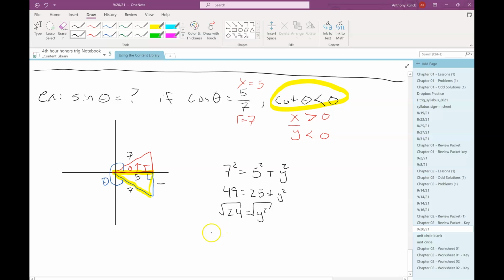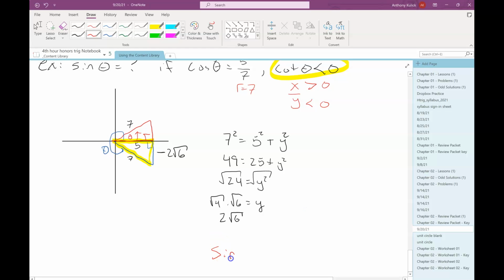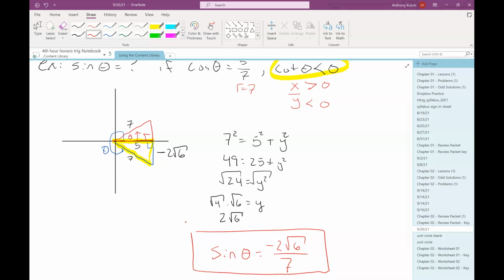And to do the square root of 24, I can rewrite that as square root 4 times square root 6, or just 2 root 6. So I can say then sine theta is opposite over hypotenuse. Everybody okay there?